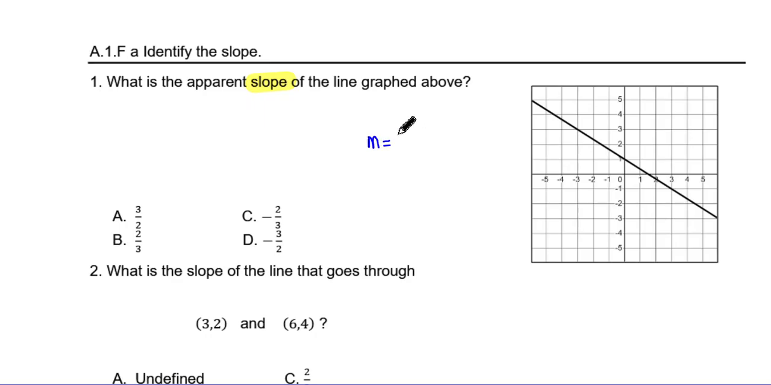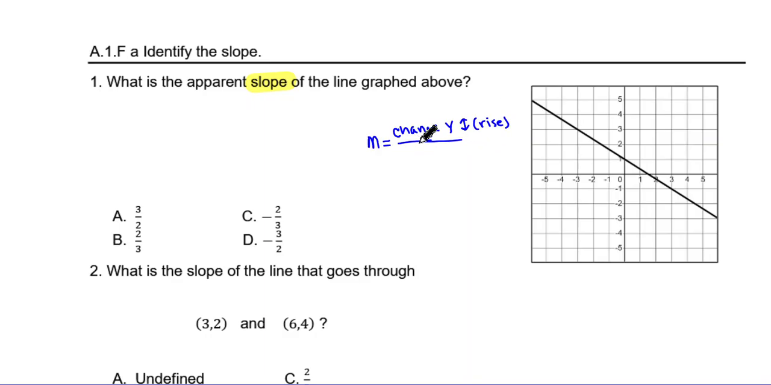The slope is basically a ratio or a fraction where in the numerator, we look at the change in y. How far is it going up or down? We call this the rise.